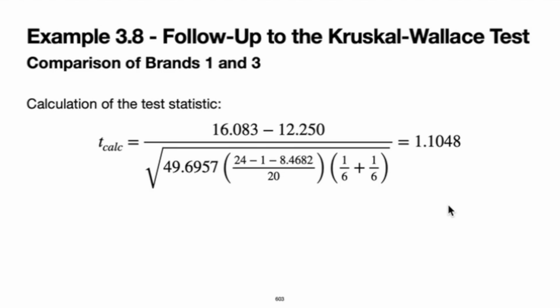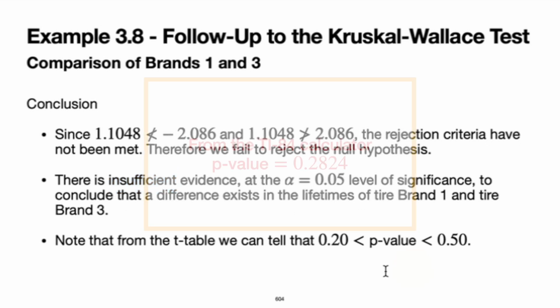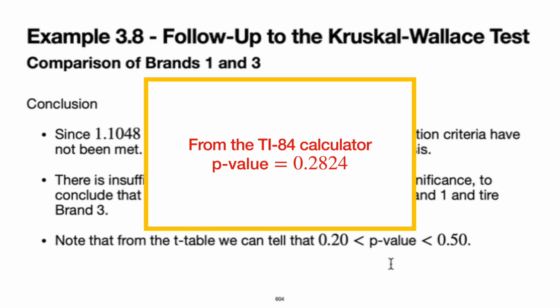The test statistic for comparing brands 1 and 3 is 1.1048. Since that is not less than the lower critical point and it's not greater than the upper critical point, we fail to reject the null hypothesis. There is insufficient evidence at the 0.05 level of significance to conclude that a difference exists in the lifetimes of tire brands 1 and 3. Finally, we can approximate the p-value using the t-table and see that the true p-value is between 0.2 and 0.5.